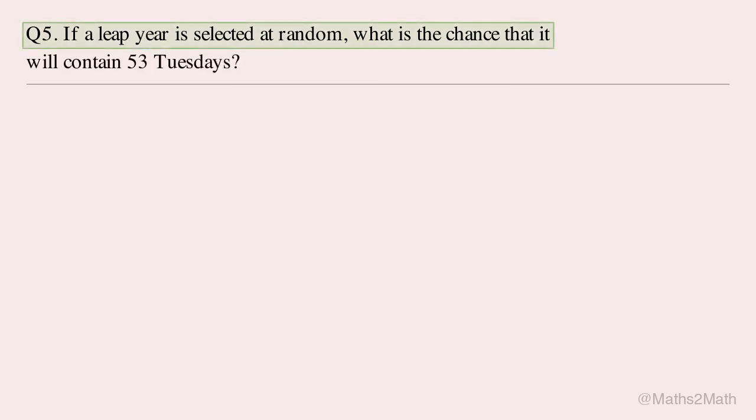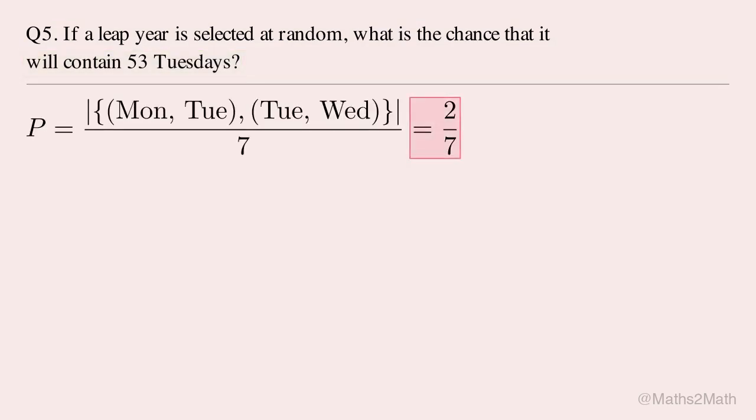Question 5. 366 days, 52 weeks and 2 spare days. The 2 extra days decide everything. The 2 consecutive extra days form one of 7 equally likely pairs, and Tuesday appears in exactly 2 of them, Monday, Tuesday, and Tuesday, Wednesday. 2/7.